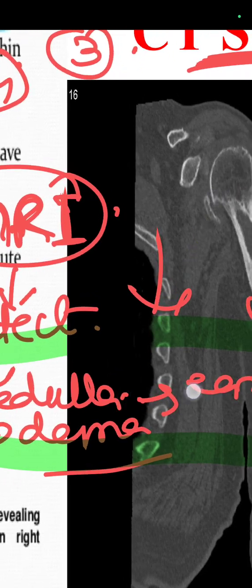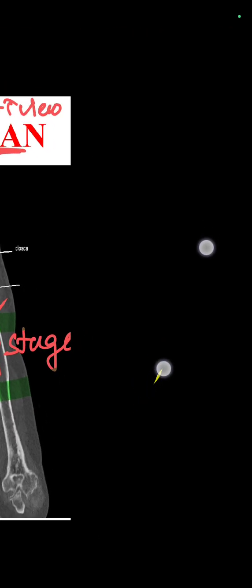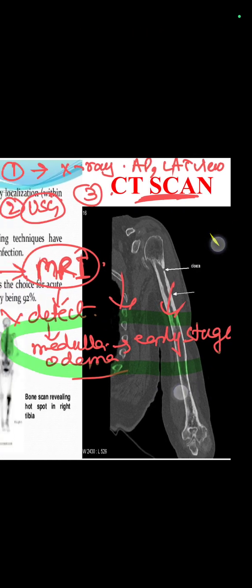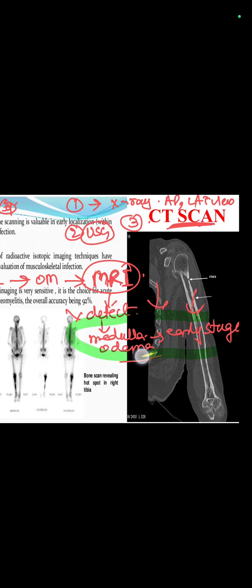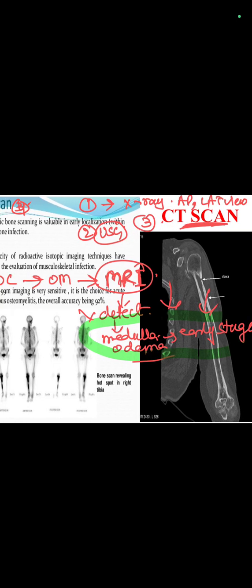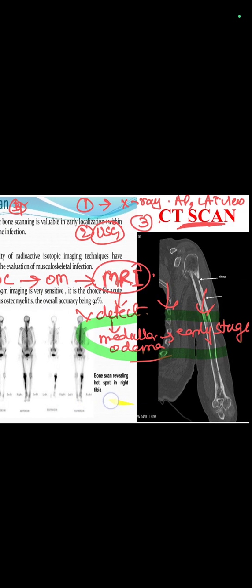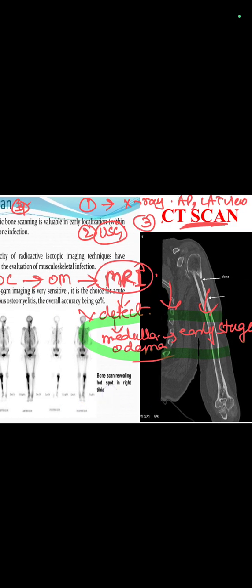Here we will see the cloaca opening, and here the MRI and CT scan. First is the X-ray AP view and lateral view, second ultrasound, third CT scan, fourth MRI. We will see the defect and medullary edema. We can see it in the early stage by MRI.